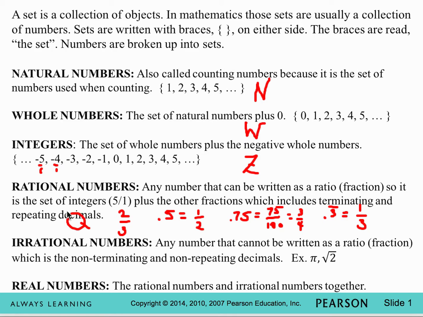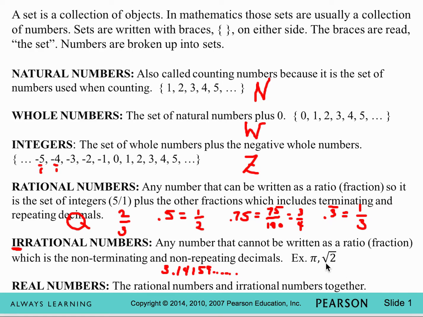But when we get to irrational, think about what "ir" means, right? That prefix means not. So if these are rational numbers, the irrational numbers are not rational numbers. In other words, a number that cannot be written like a fraction. So pi is an example of that. Most people know what pi is, right? Pi is 3.1415, dot, dot, dot. It goes forever. It never stops. Okay? So non-ending and non-repeating decimals are irrational numbers.